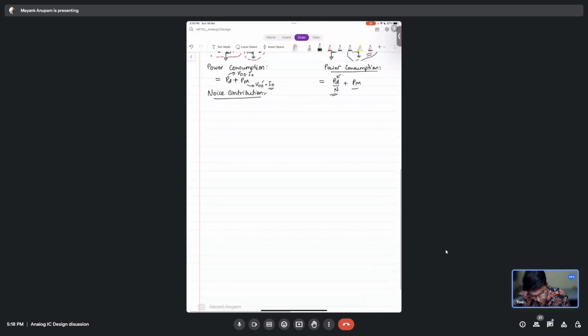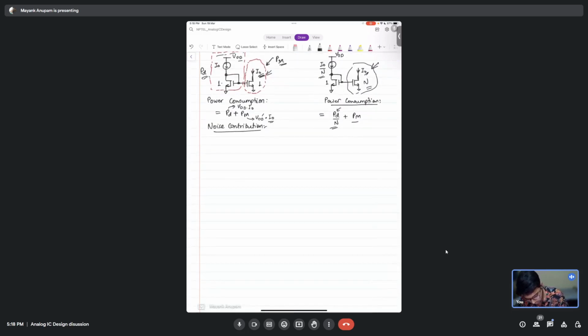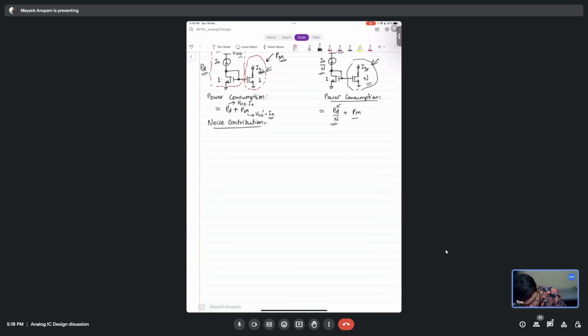Cool. So let's move on. Now let's think about the noise contribution. We have the following situation here: VDD, this is I naught, and we have this MOS here, and the noise contribution of this MOSFET is something of this kind. This is diode connected here. There is another MOSFET here. Noise of this is like this, and then there is this. So whatever current flows out, let's call it I out, not I naught.